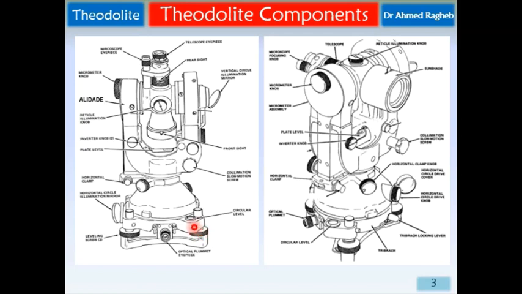The theodolite has two types of motion, horizontal and vertical motion. Horizontal motion, we have the clamp screw and the slow motion screw. For the vertical motion, we have also a clamp screw and a slow motion screw.